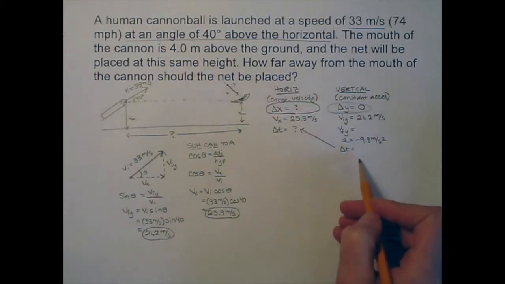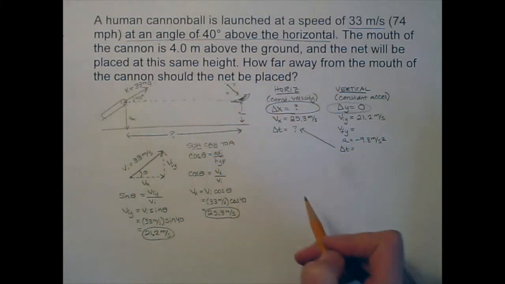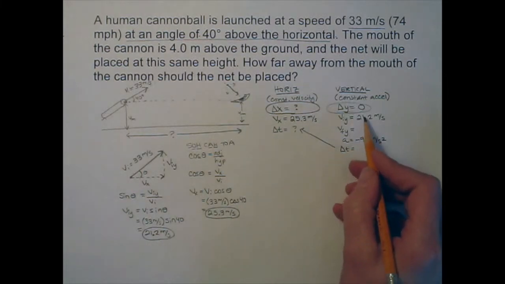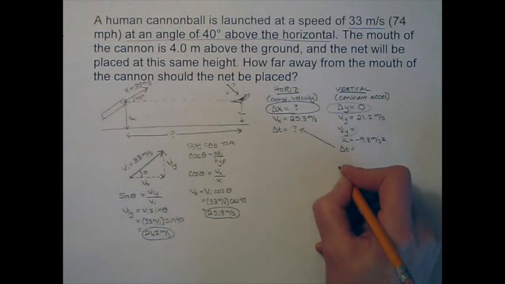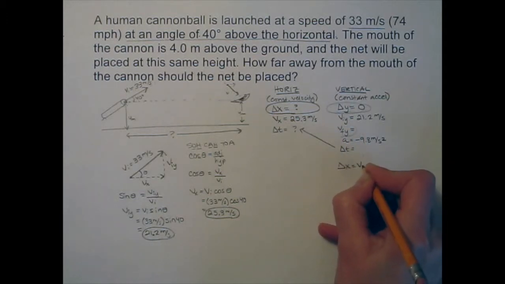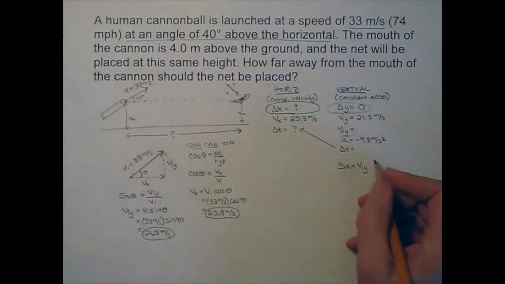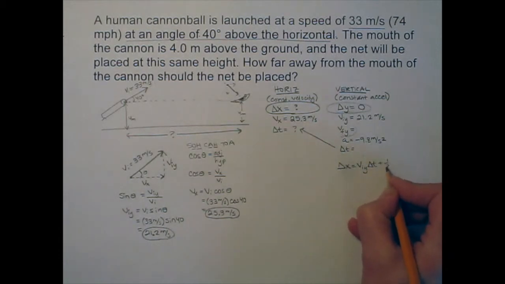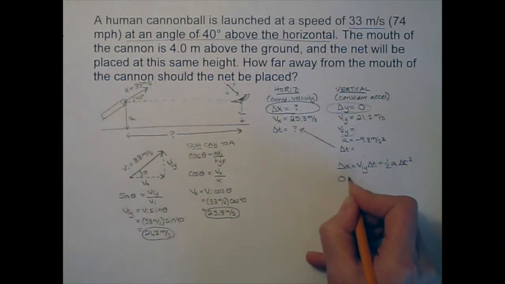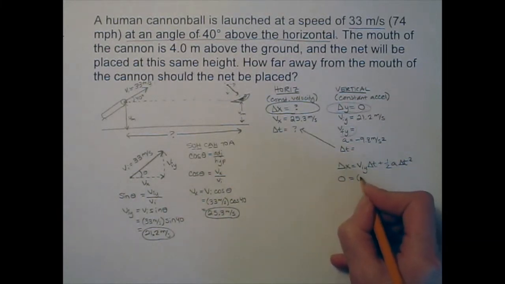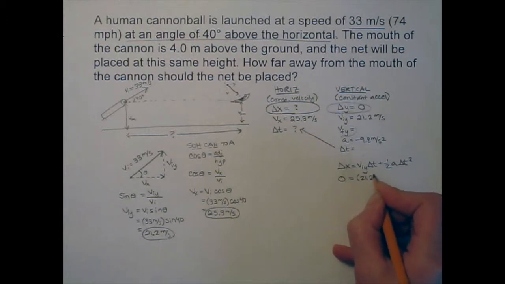So I'm going to need to use my vertical list of variables first to find the time, and then I can substitute it over here. So I need the equation that has no VFY. So that would be delta y equals V initial y delta t plus 1/2 a delta t squared. Substituting my values, I have to put in this initial vertical velocity.